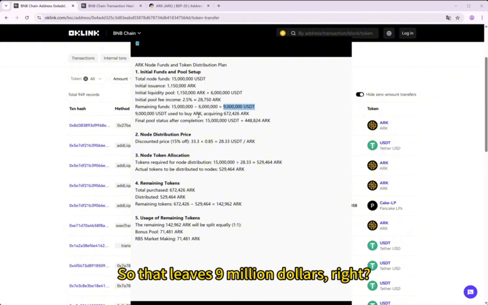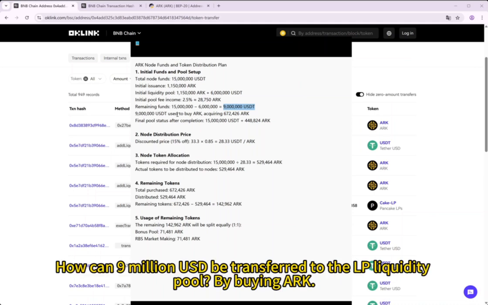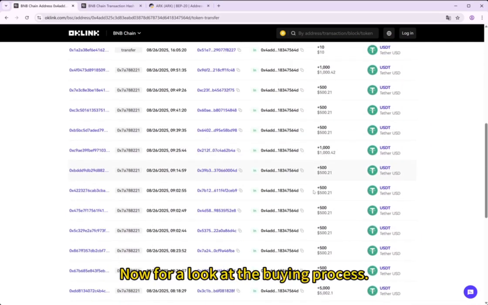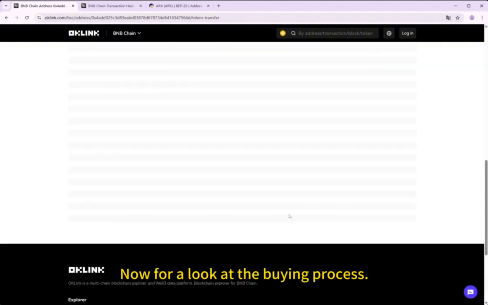So that leaves $9 million, right? How can $9 million be transferred to the LP liquidity pool? By buying ARK. How much can be bought? Total is 672,426 ARK. That's the amount bought. Now for a look at the buying process.